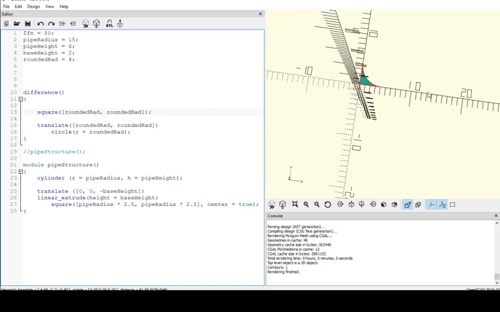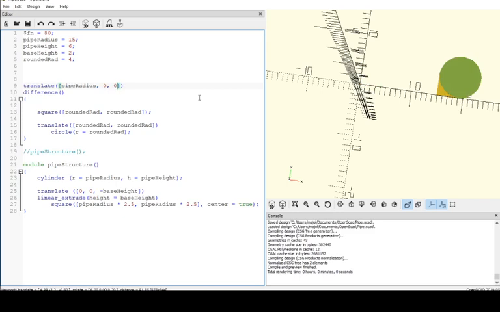So remember, you want this to be around that other pipe structure. So let's have a look. That pipe radius is 15. So you want to move this. So let's translate it, and we're going to move it across the x-axis that way by the radius of the pipe. F6 again, so you can see how it looks.